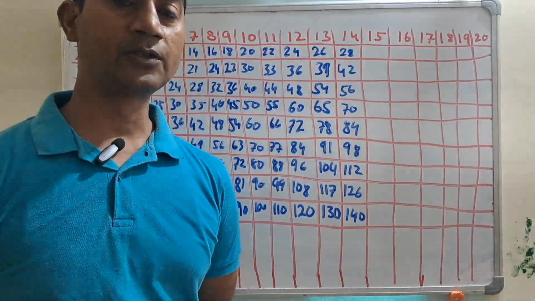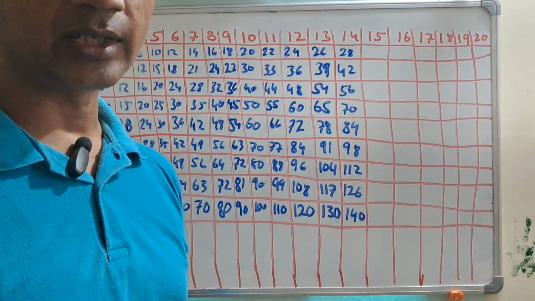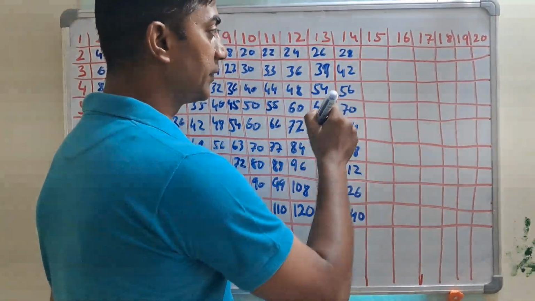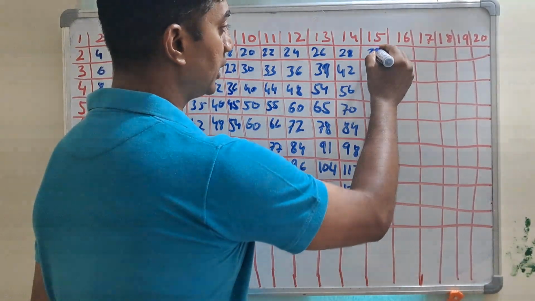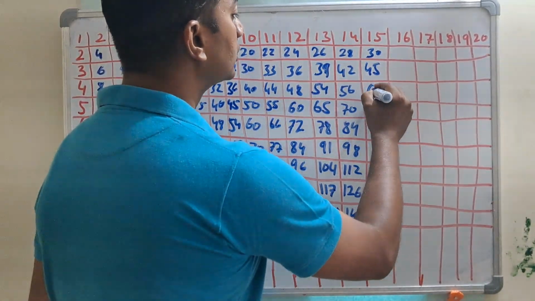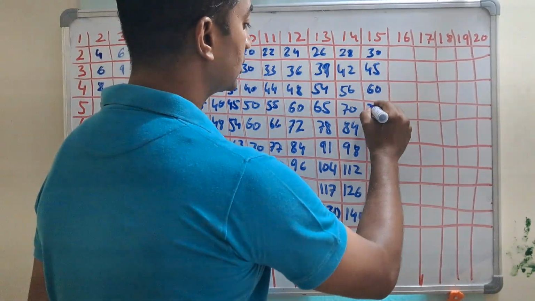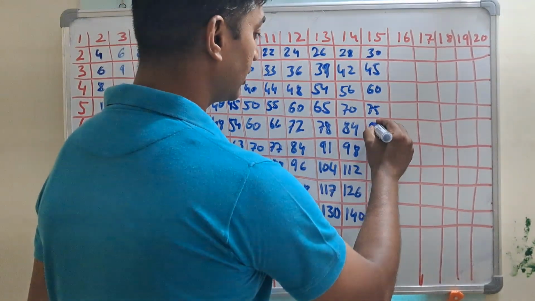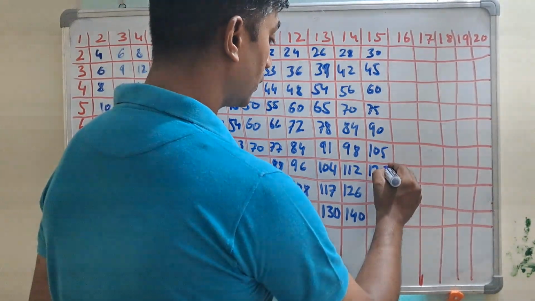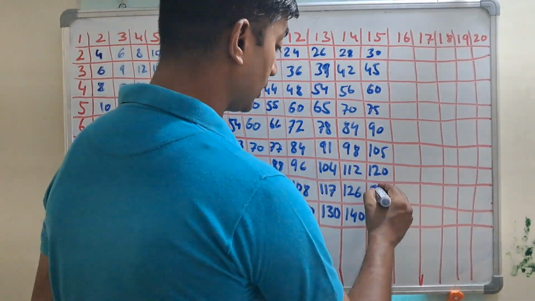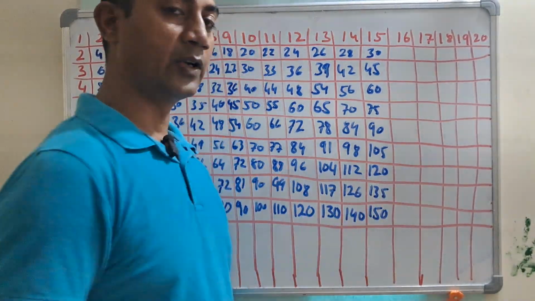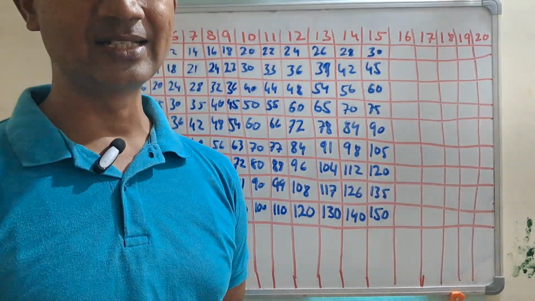Now our next table is 15. We'll practice for the table 15. 15 1 ja 15, 15 2 ja 30, 15 3 ja 45, 15 4 ja 60, 15 5 ja 75, 15 6 ja 90, 15 7 ja 105, 15 8 ja 120, 15 9 ja 135, 15 10 ja 150.